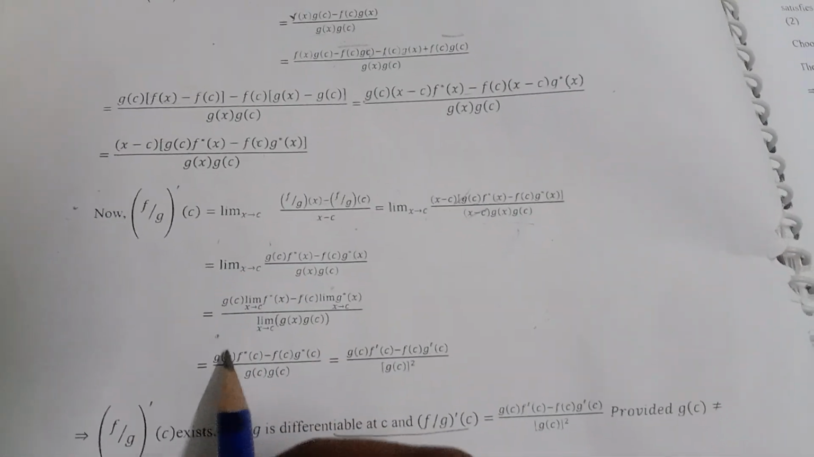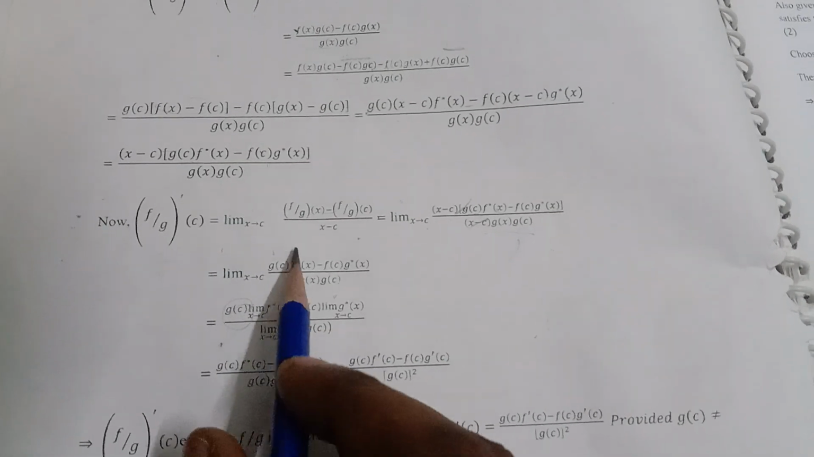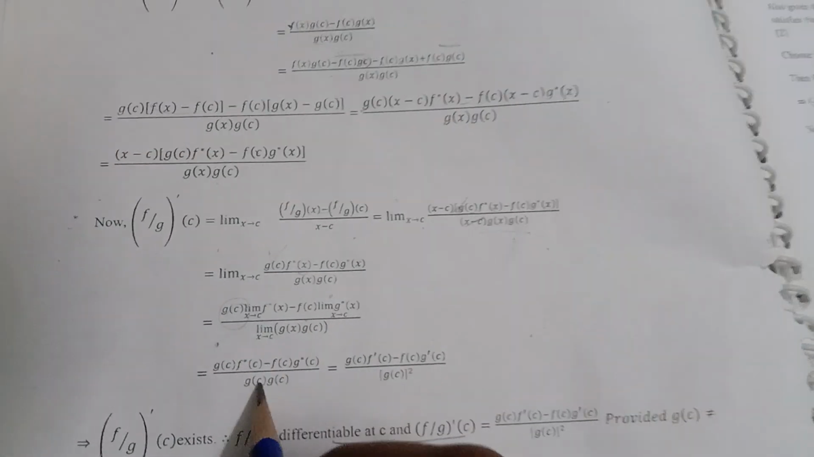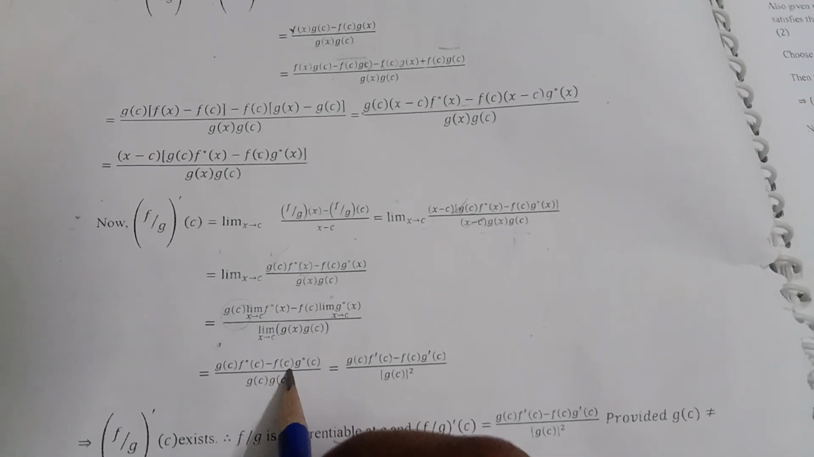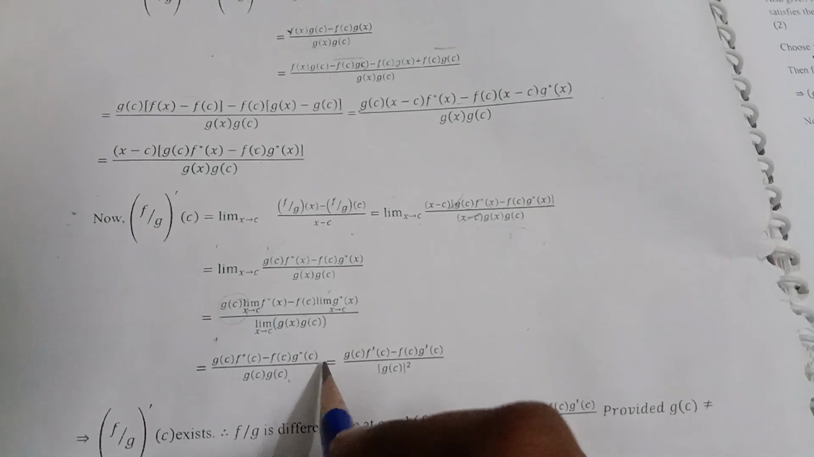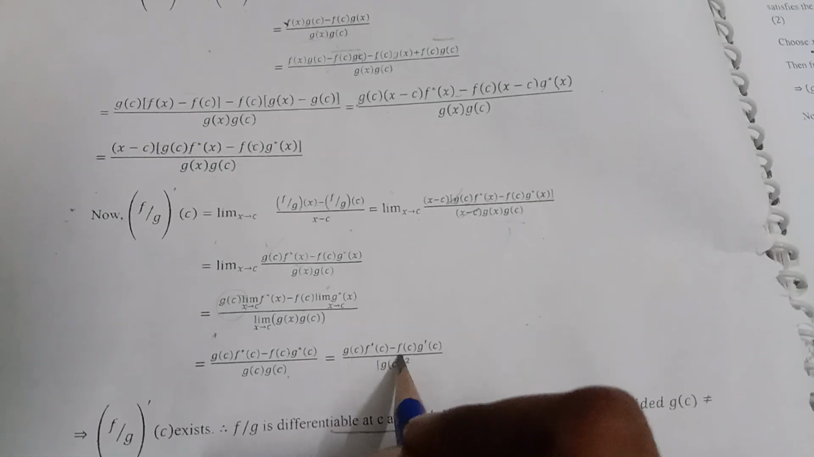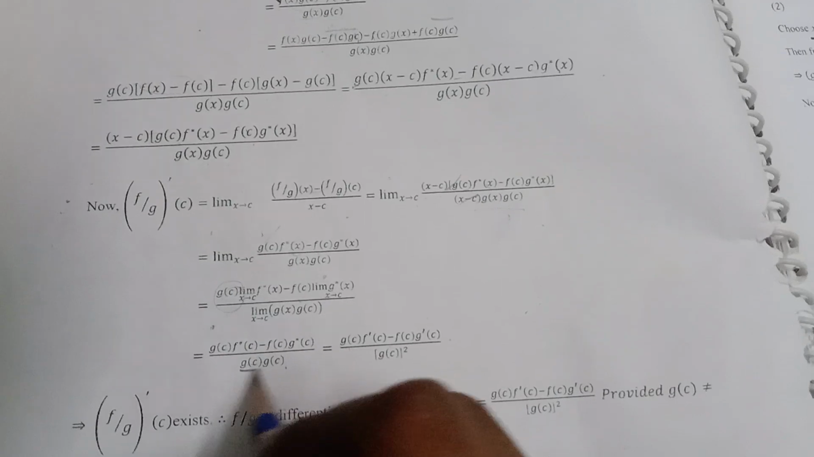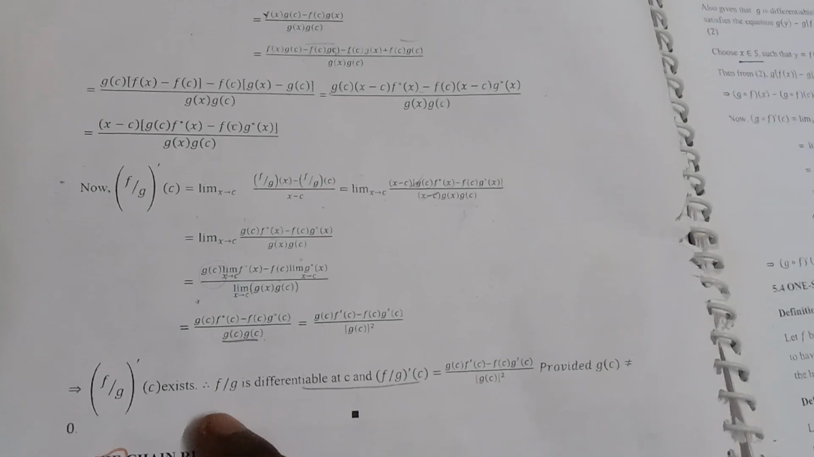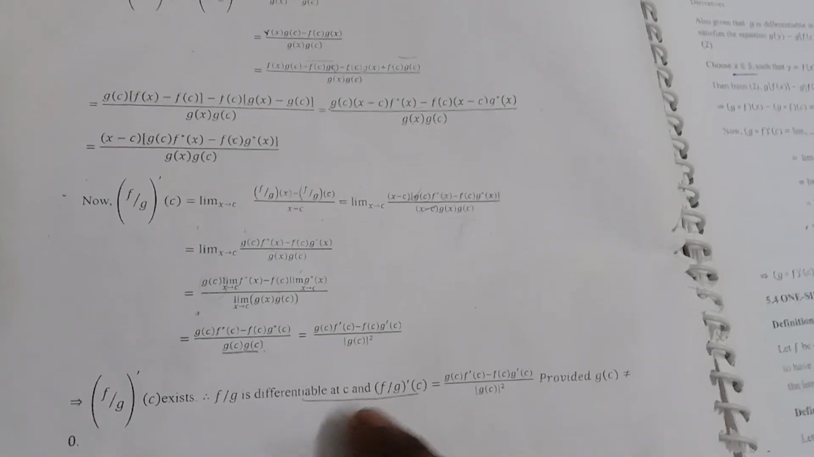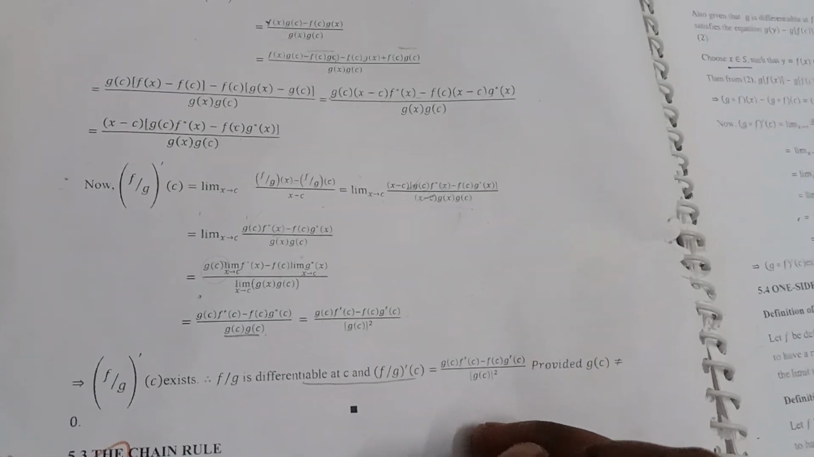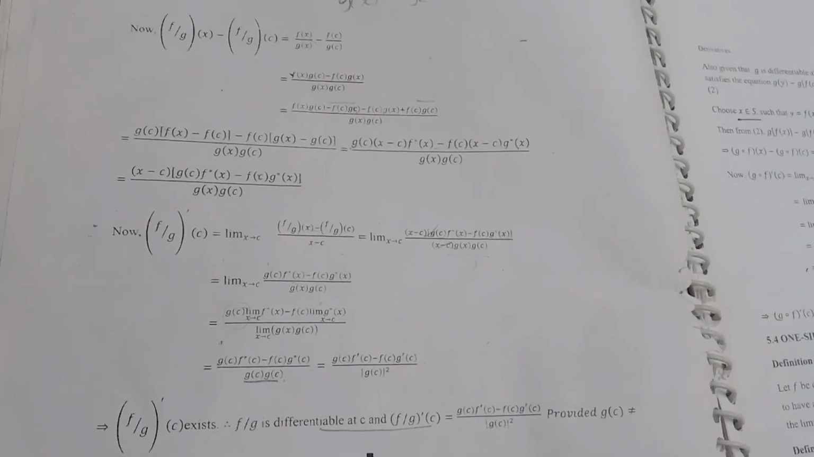So substituting the limit value, taking the constants g(x) and f(x) outside, and x tends to c, we get g(c) f*(c) minus f(c) g*(c) divided by g(c) g(c). So it can be written as g(c) f dash of c minus f(c) g dash of c divided by modulus of g(c) whole square. So (f by g)(c) exists, f by g is differentiable at c, and (f by g) dash of c equals this. We have proved this, with g(c) not equal to 0. So hope you all understand. Thank you.